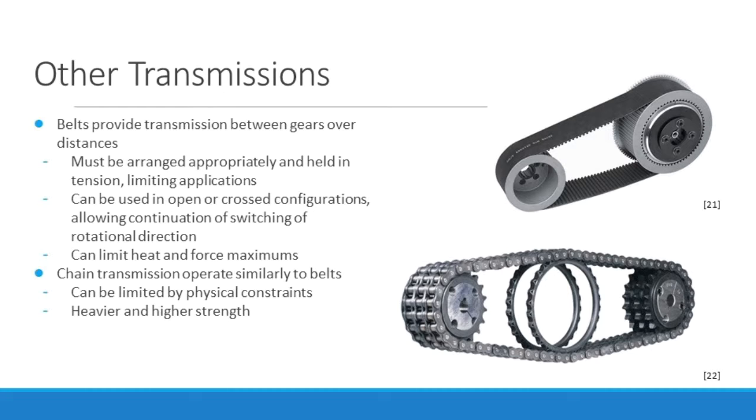Chains, which perform much the same tasks as belts, are made of rigid links which are more resilient to high heats and loads. They are, however, more limited in terms of flexibility and spatial constraints. For most projects, a combination of different transmission methods, dependent on specific mechanical needs, is ideal.